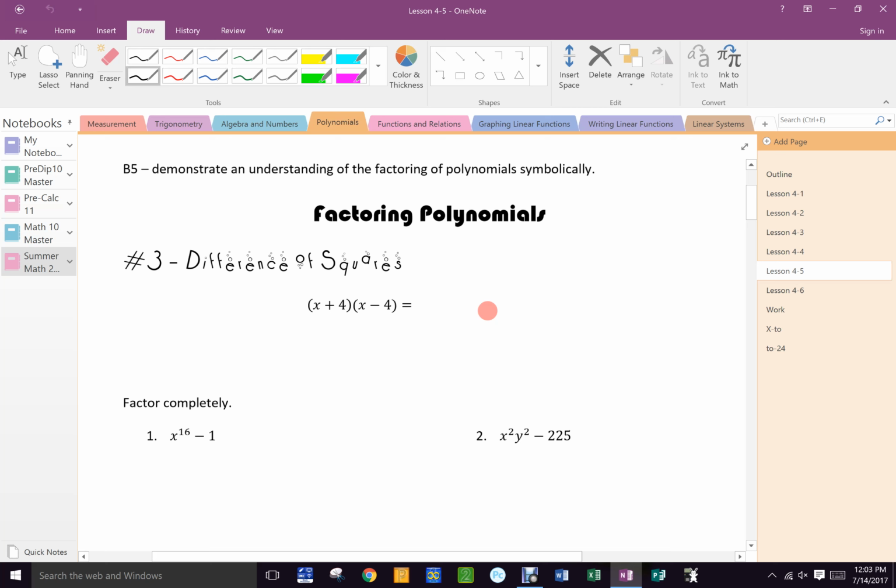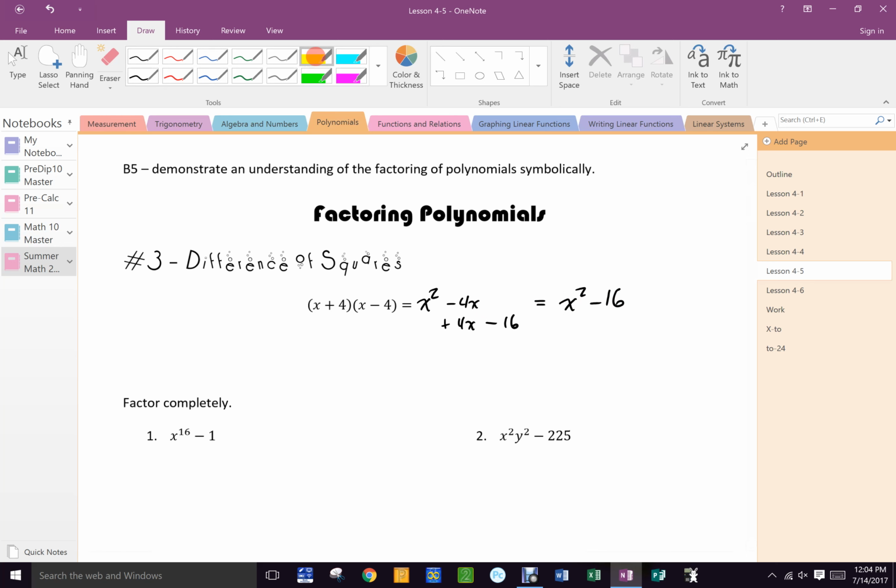Okay, so once again, what I have in front of you there is an expansion problem, yes? And if you expand that the long way, what will you get? X squared minus 4x plus 4x minus 16, yes? And what's going to happen to those middle terms? They're going to drop out, and I'm going to get x squared minus 16.